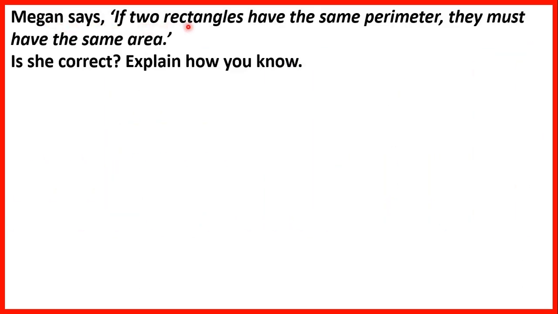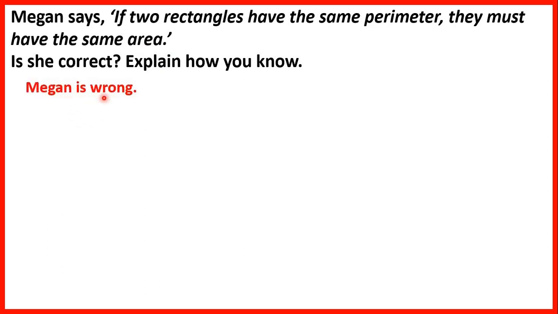Megan says if two rectangles have the same perimeter, they must have the same area. Is she correct? Explain how you know. So remember, the perimeter is the total distance around the outside of a shape, and the area is the amount of stuff inside it, or the amount of space that it takes up.